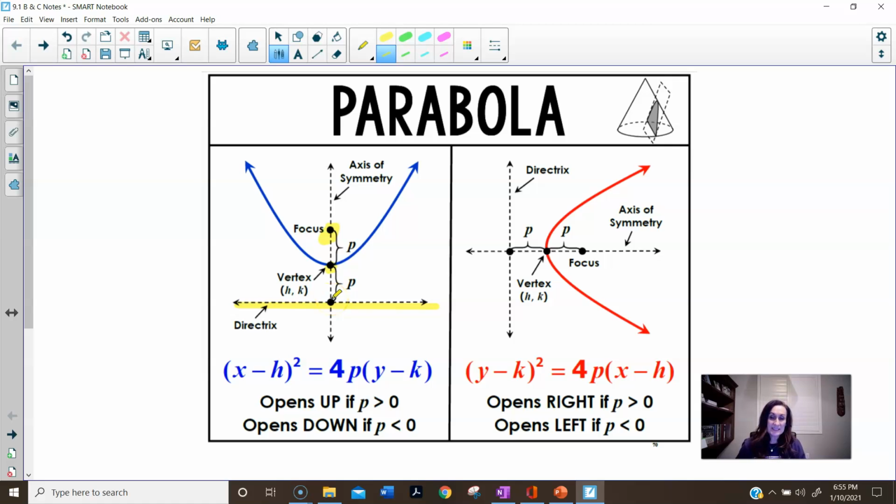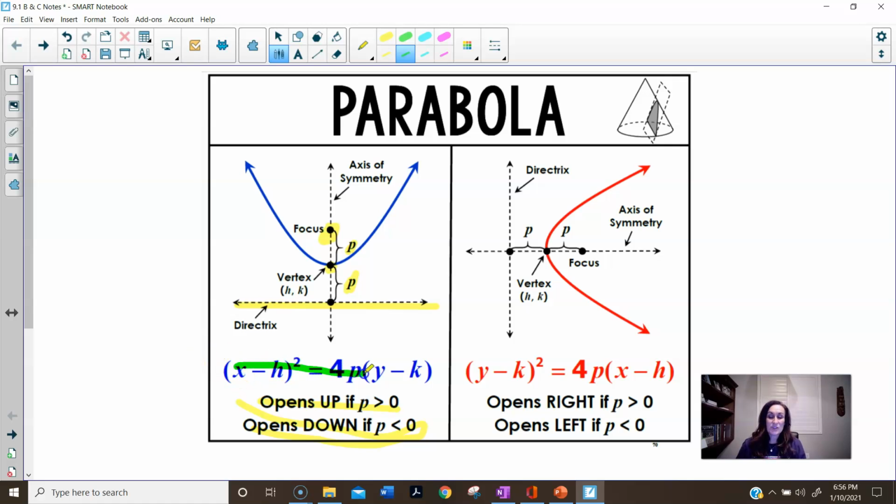So we're going to call the distance between the vertex and the focus, or the distance between the vertex and the directrix, we're going to refer to that as P. Now, P is going to be a directed distance, which means that if P is positive, then that parabola is going to open up. And if P is negative, then that parabola in this first one is going to open down. You can see the general form of the equation.